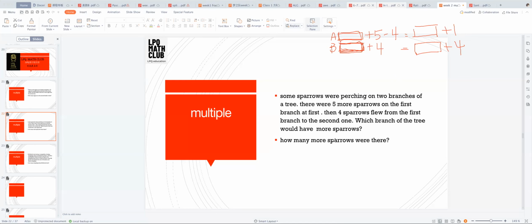And how many more sparrows were there? You're just using B minus A. 3 more equals what? B minus A is box plus 4 minus box plus 1, which equals what? The box minus box is gone, and 4 minus 1 equals what? 3. So there are 3 more sparrows over there. Get it? Okay, we're still using the box technique.